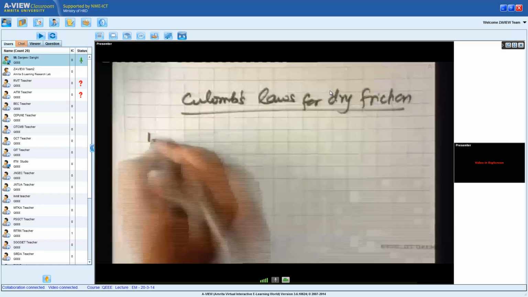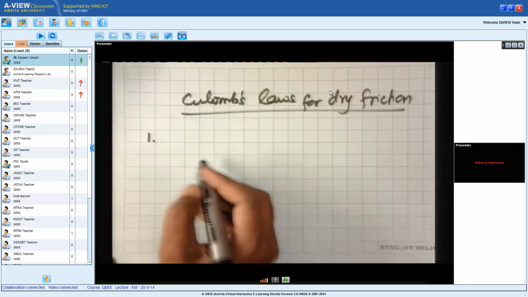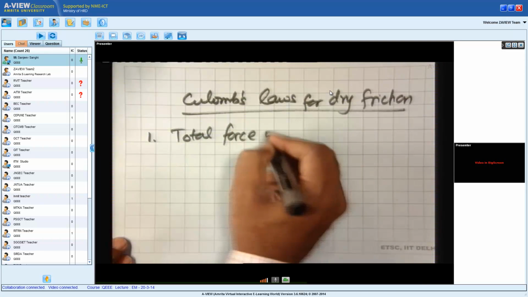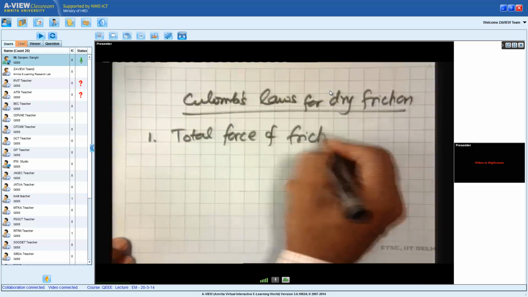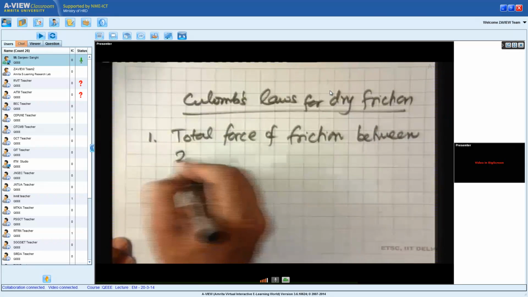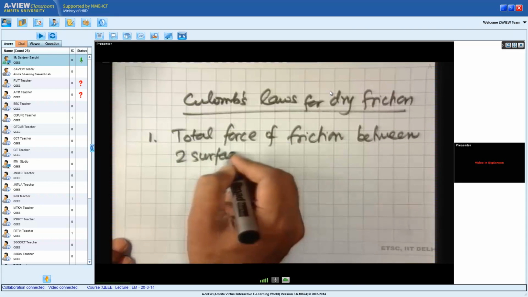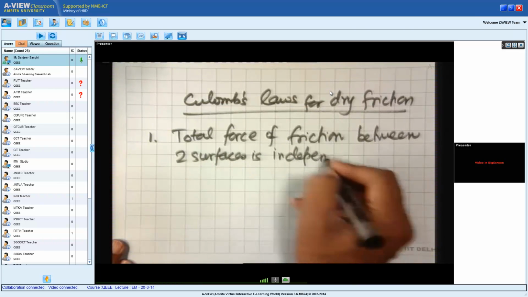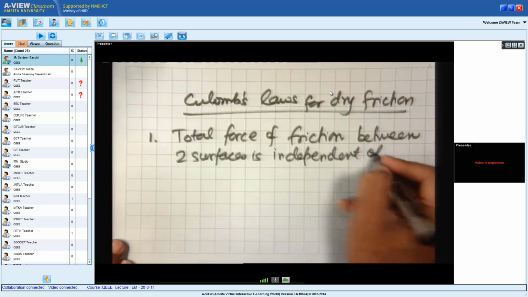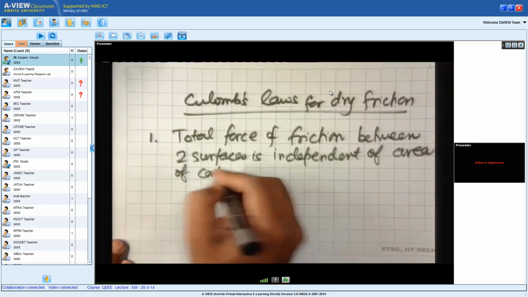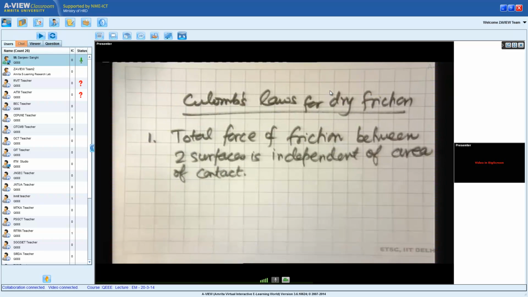Now the first law which comes is that the total force of friction between two surfaces is independent of the area of contact.